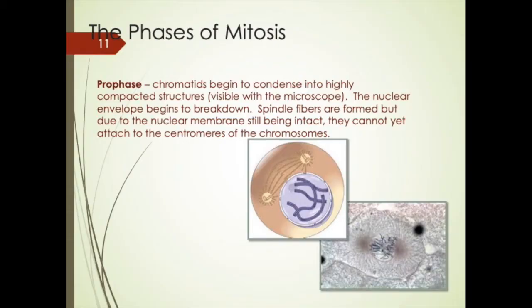All right, now we can talk about the phases of mitosis. We've already talked about this during lectures, so I'm just going to quickly and briefly go over the different phases. So prophase: this is where the chromatids begin to condense into highly compacted structures, right? Where they start to wind into these structures. The nuclear envelope starts to break down. Spindle fibers are formed, but they don't go into the nuclear membrane yet, and they can't be attached to the chromosomes yet.